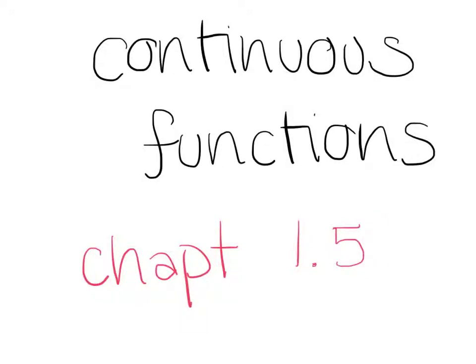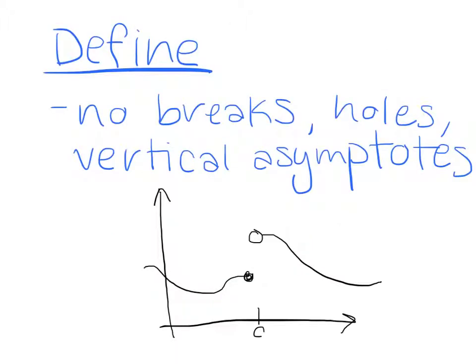In calculus, we often define functions as continuous, meaning that there are no gaps in their numbers. In terms of a graph, this definition means there are no breaks, holes, or vertical asymptotes. For example, in this little graph, there is a hole at c, therefore it is not continuous.